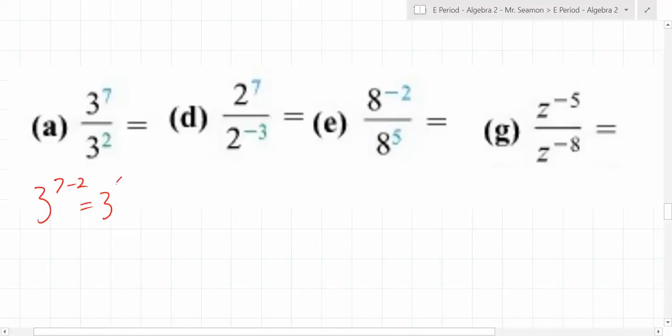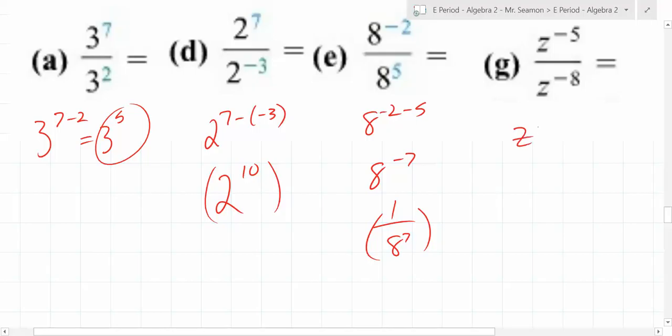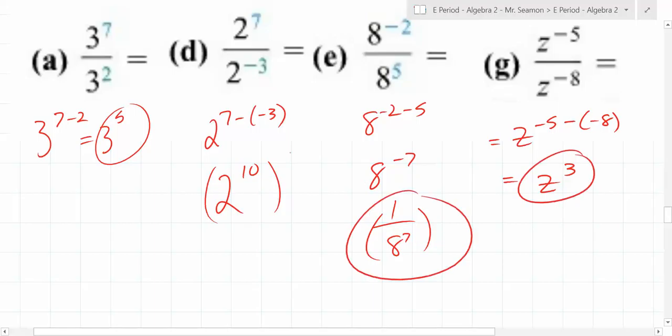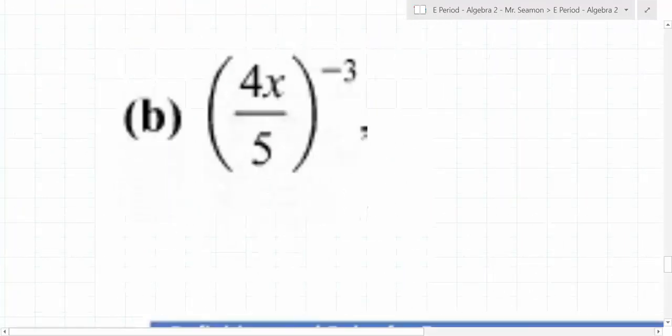So this is 2 to the 7 minus what? This is 8 to the negative 2 minus 5. So that's 8 to the negative 7, which is 1 over 8 to the 7. Final answers. And then what about this one? This is z to the negative 5 minus negative 8. What does that come out to be? Z to the third. Here are your answers right there. All you did was subtract. Just be careful. You have to bring that 3 in all places.